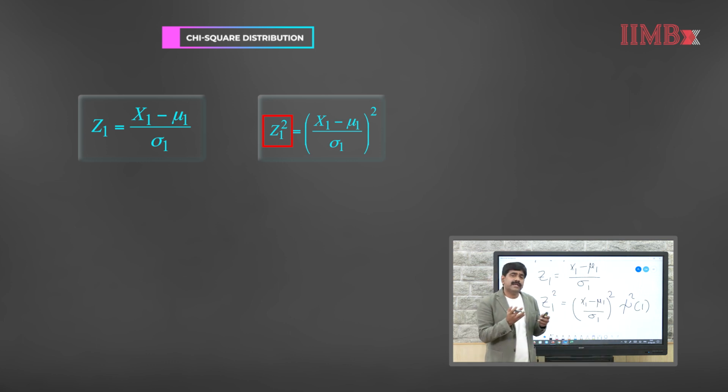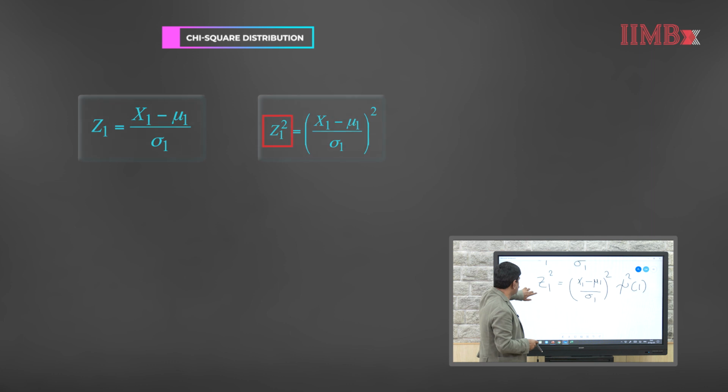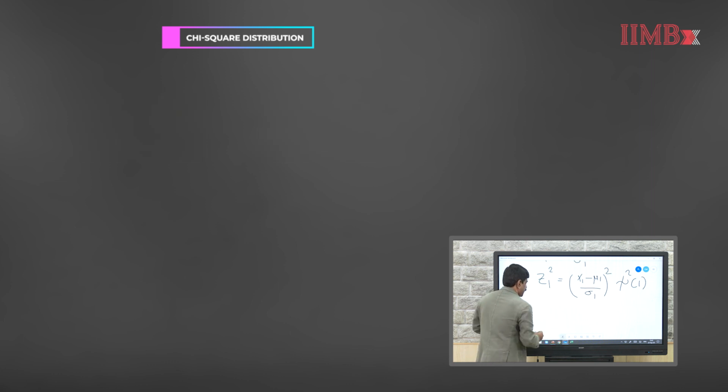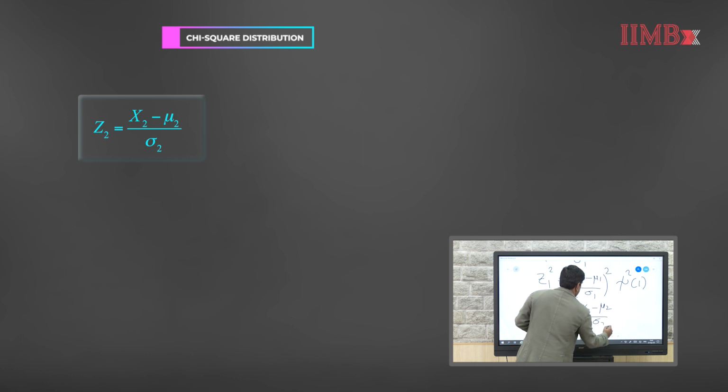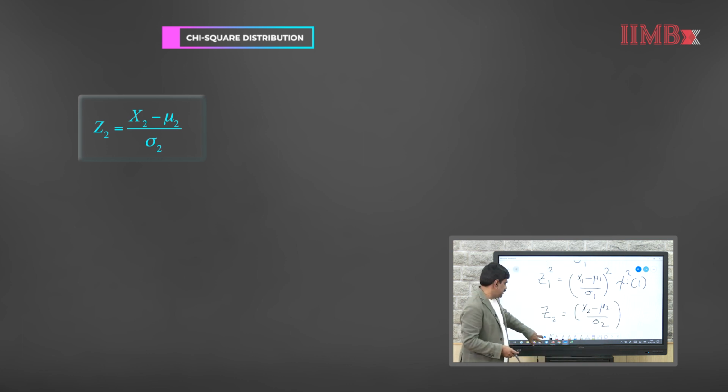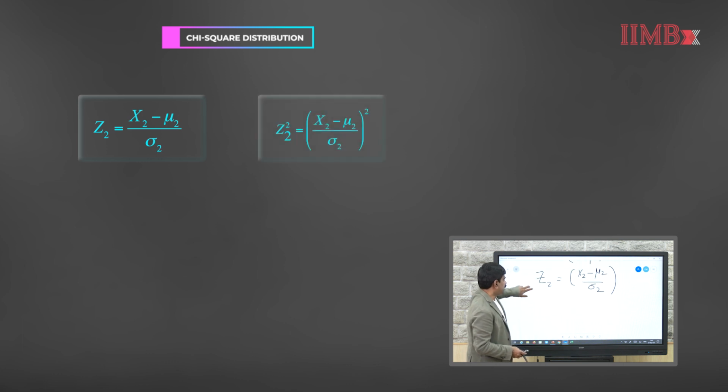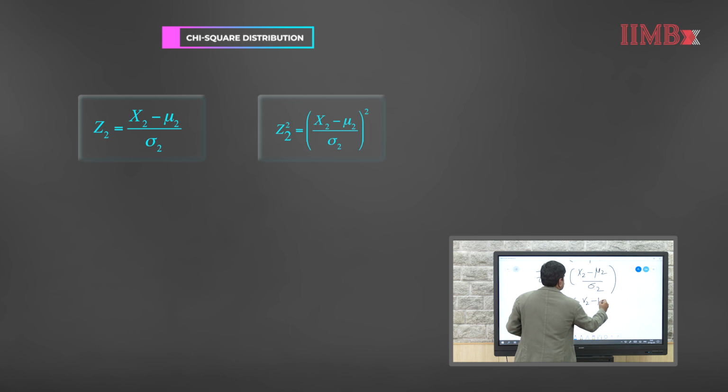Let x2 be a normal random variable with mean mu2 and standard deviation sigma 2. Then we can define z2, which is a standard normal random variable. So let us look at another standard normal random variable z2, which is (x2 minus mu2) divided by sigma 2. We again square this. So when we square z2, z2 square is ((x2 minus mu2) divided by sigma 2) square.